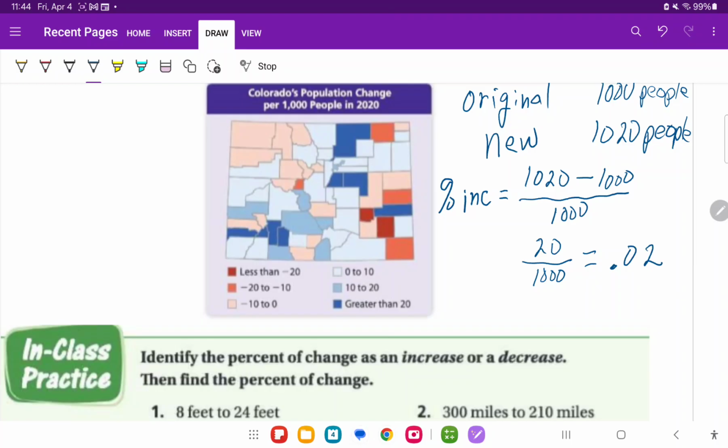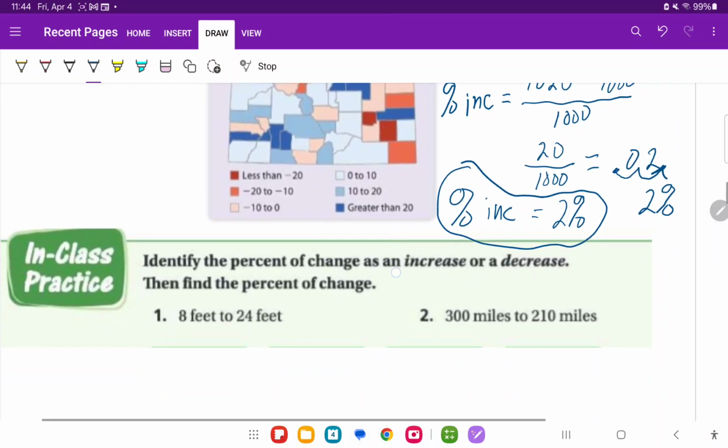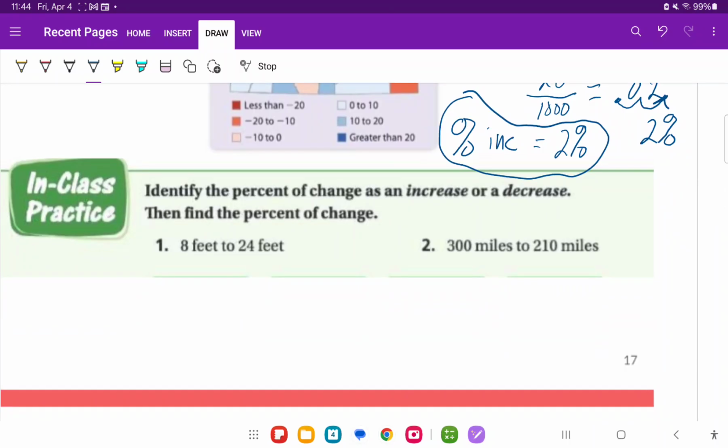Now I want to change that to a percent. So remember, I moved the decimal 2 places. 1, 2. So we're going to move it to this new spot right there. So that's just 2%. So my percent of increase is 2%. Okay. So I want you to do number 1 and number 2 real quick. Identify the percent of change as an increase or a decrease, then find the percent of change.